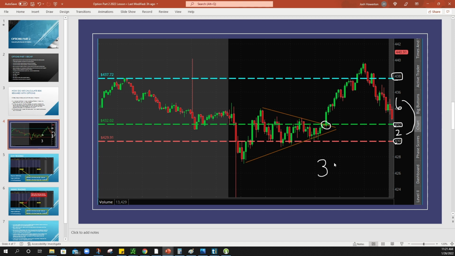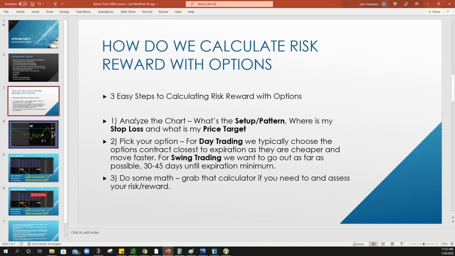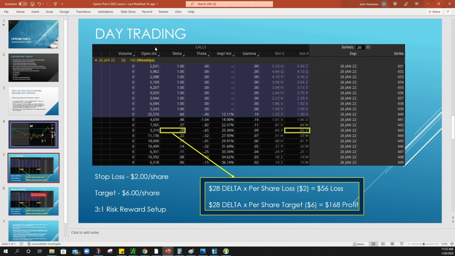That is a 3-to-1 risk reward ratio. Remember, minimum 2-to-1. So guess what? We're exceeding that. 3-to-1 risk reward. Fantastic. We've analyzed that chart. We're prepared. We've built a plan. Now we can go to step number 2. Pick your option, right? So pick your option.